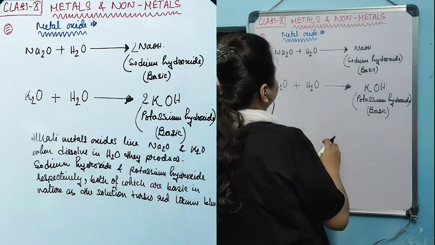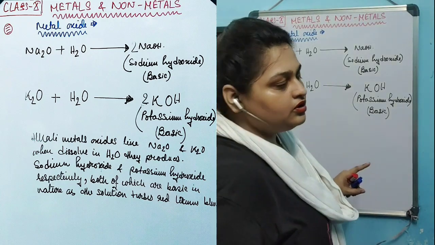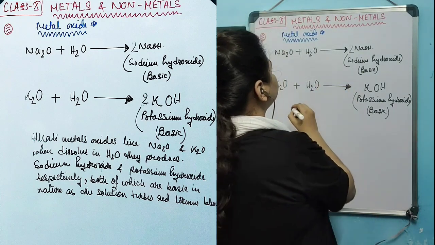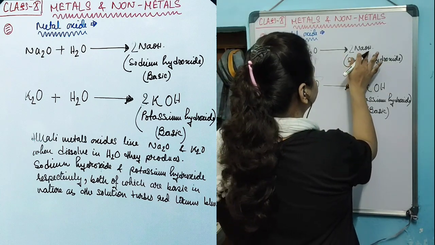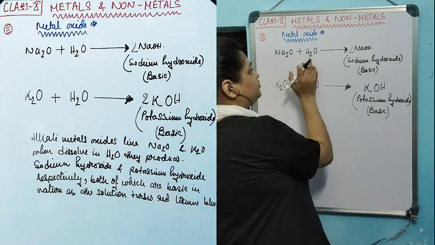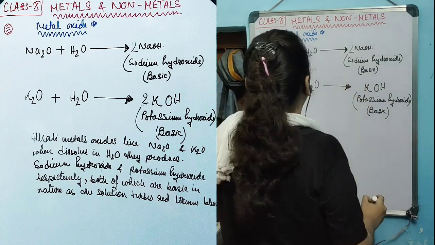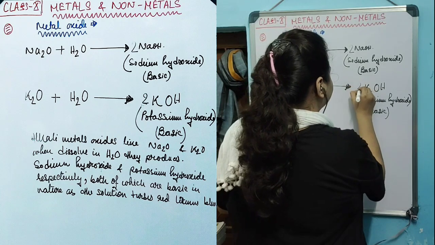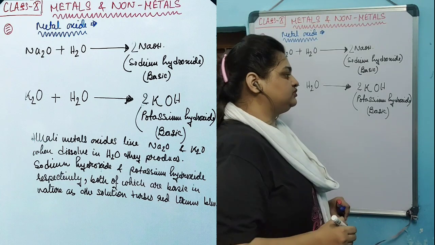Now, to balance these two reactions, in the first one, sodium is present as 2, so I am going to multiply NaOH by 2. To balance the oxygen, there are 2 oxygen on the left-hand side, 1 in the Na2O and 1 in the water, and hydrogen is balanced. To balance the second one, we similarly multiply KOH by 2. This gives 2 potassium, 2 oxygen, and 2 hydrogen on both sides.